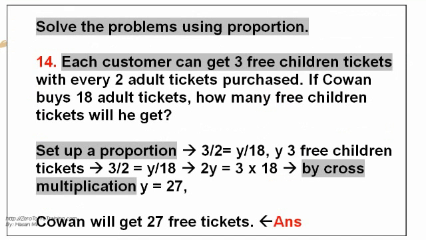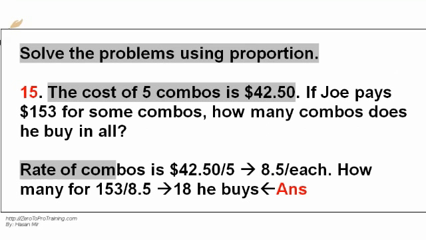Next, solve proportions using cross multiplication. Set up proportion and cross multiplication. Cowan gets 27 free tickets. Next, solve proportions using cross multiplication. Set up proportion and cross multiplication. Rate of combos. He had 18 buys.